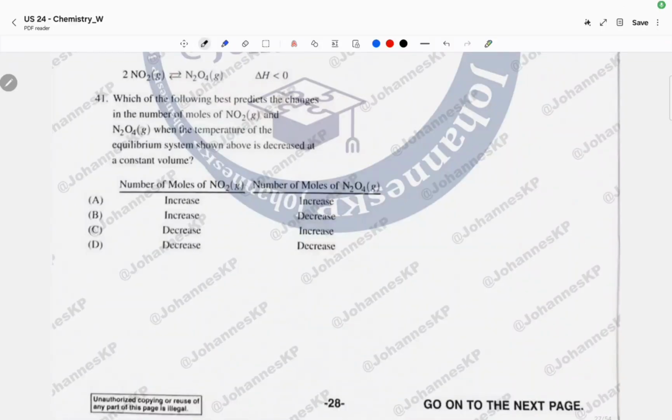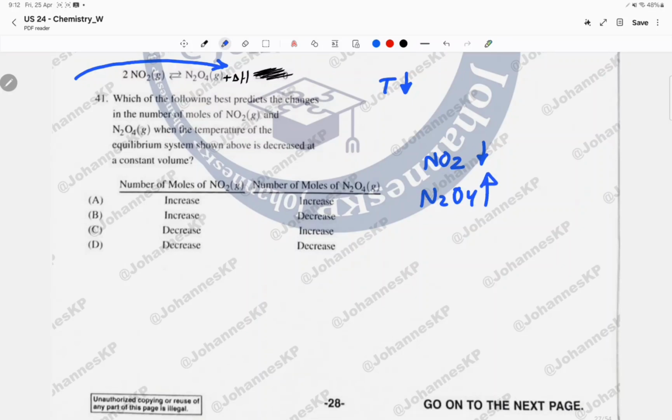Question 21. Let's see. So look, here the reaction is exothermic. That means delta H has to be on the right side. And so if you were to bring the temperature down, then you would just shift toward the product side to make up for the loss of temperature, the loss of delta H. And so by going to the right side, the NO2 will decrease and the N2O4 will increase. So NO2 will decrease, N2O4 will increase. Choice C.